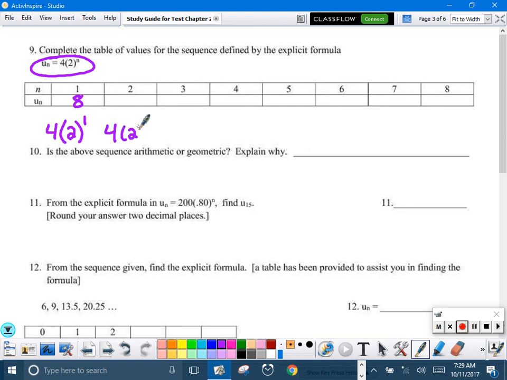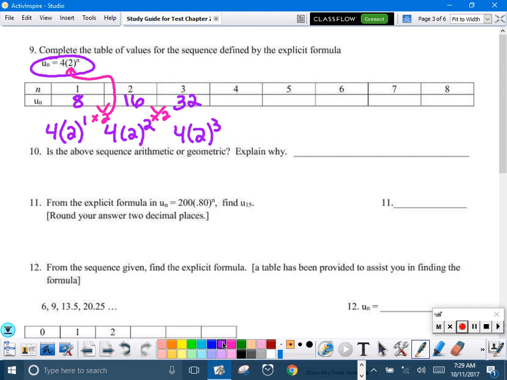4 times 2 to the second power, that would be 16. 4 times 2 to the third power. Carefully type that in on your calculator. That's 32. Okay, the pattern is multiplying by 2. And you should notice that that's the ratio or the rate. That's what's in the parentheses.